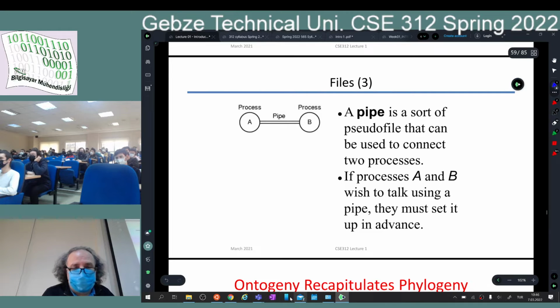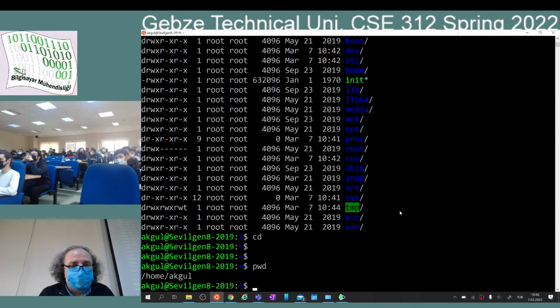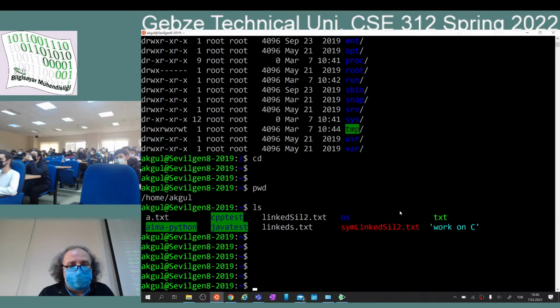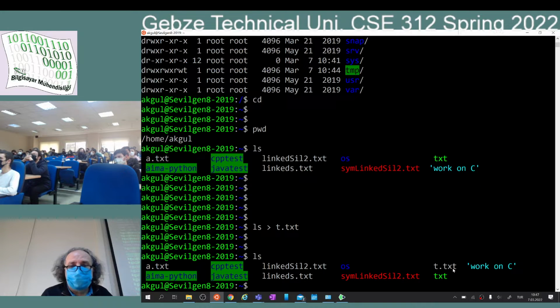For example, I can do this. Let me go to my working directory. This is my ls. I can redirect it to, for example, t.txt. So instead of producing all these ls results to the standard output, which is the terminal in my case, now I have directed them to a file, t.txt. I have such a file now, t.txt is here.